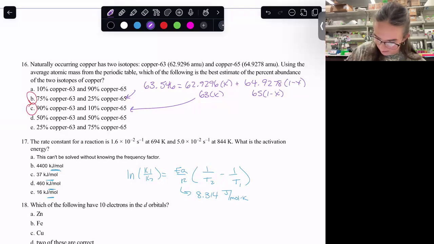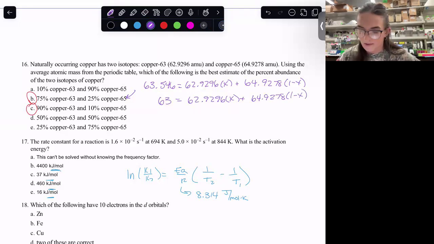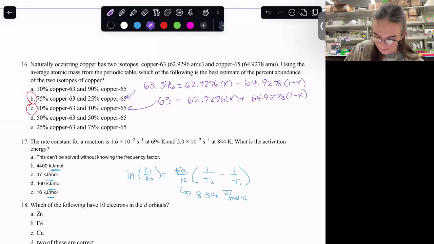Okay, so then if you just do 63 equal to 62.9296 times X, then you get this.